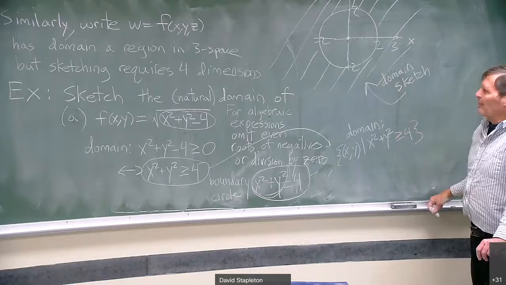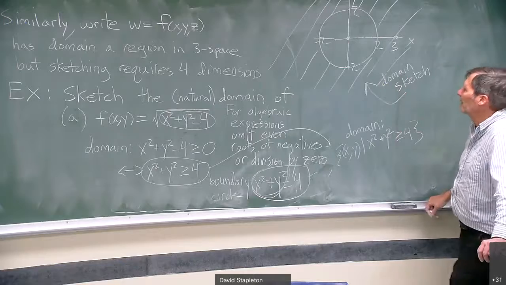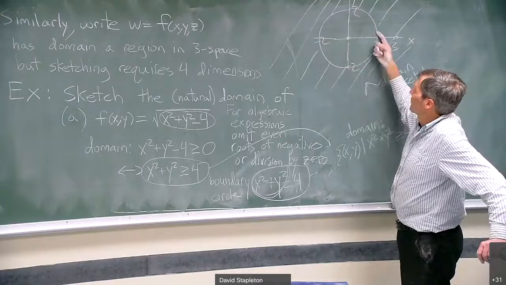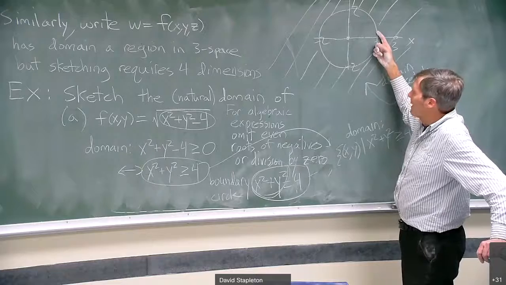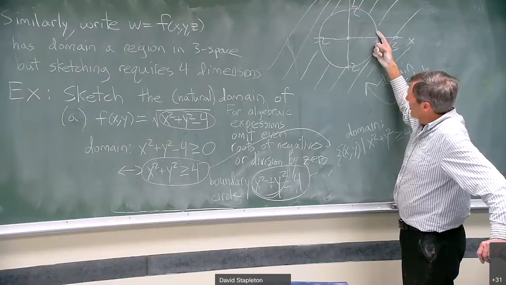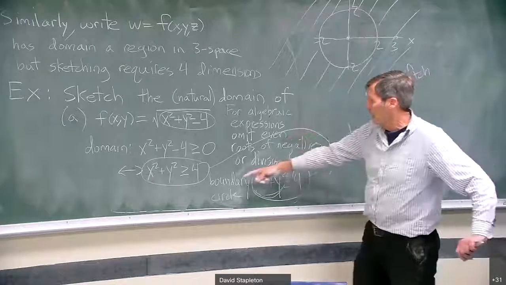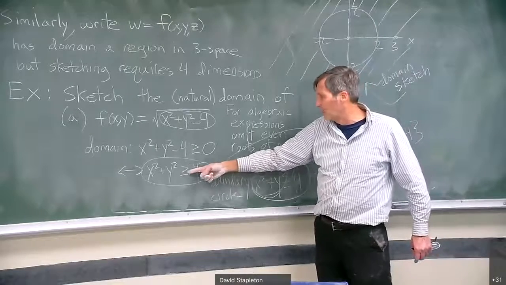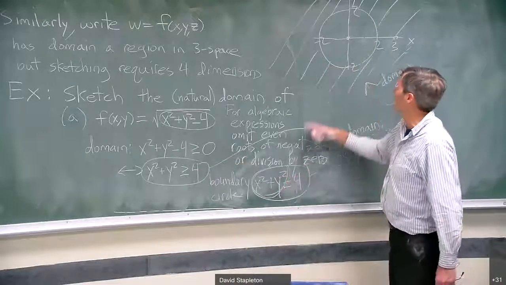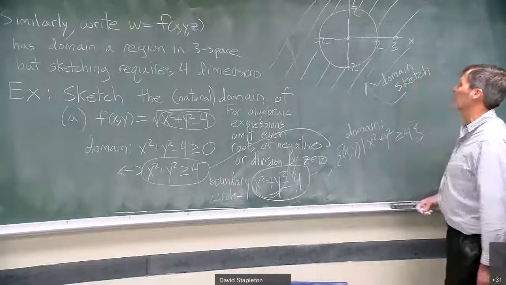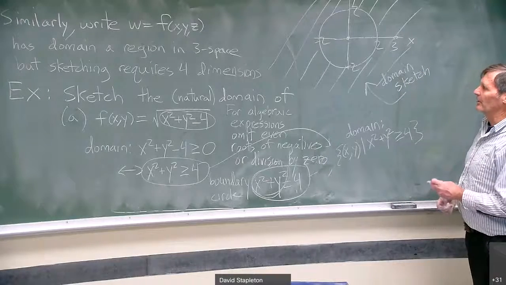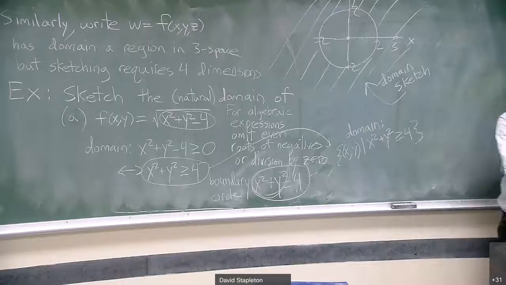One thing that comes up in here that you have to be careful about: you only draw this curve that's the boundary solid if it's included in the domain. If it's not in the domain, then you draw it dotted. Here, equals 4 is in the domain, right? You want x squared plus y squared greater than or equal to 4. So you include the circle as well as the points outside. And you draw a solid circle and shade the outside region. So there's sketching the domain for this function.